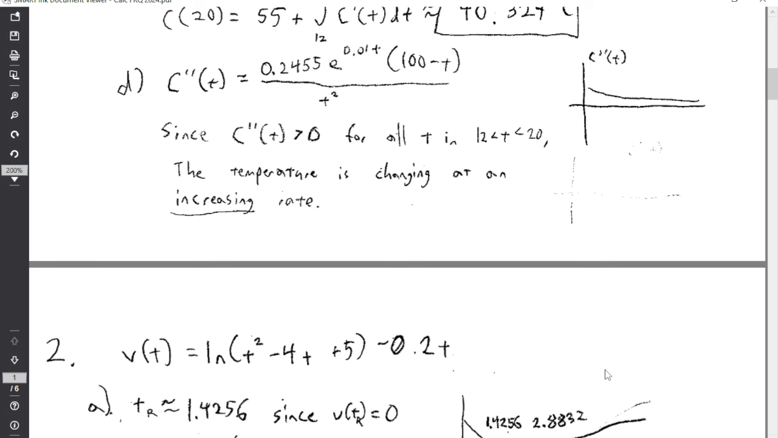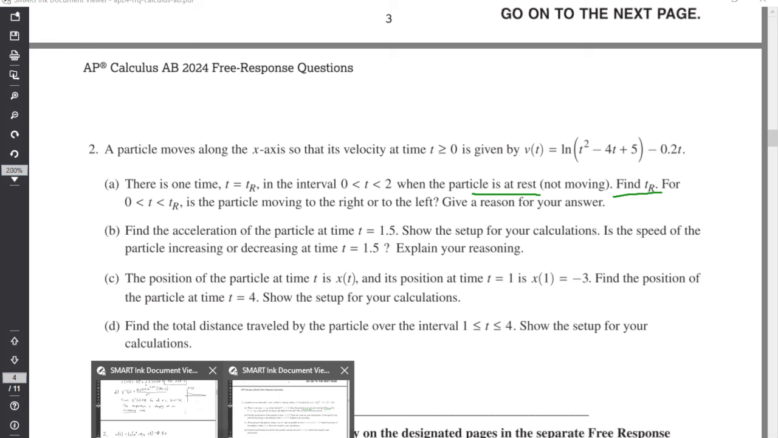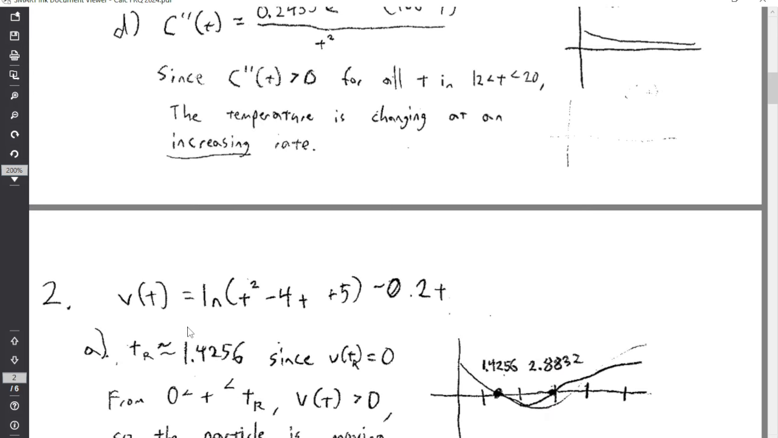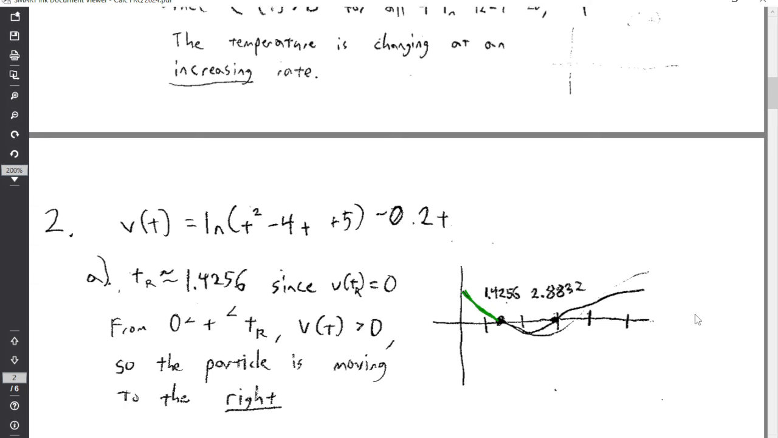So we put it in our calculator and find when the velocity is 0. That first time is at 1.4256. That's in that time interval. And then it says is the particle moving to the right or to the left in between 0 and that point? And again, I gave a little sketch of the graph, and you can see that velocity is positive in that time interval that they're talking about. There's velocity being positive, so therefore, since velocity is positive, we must be moving to the right.